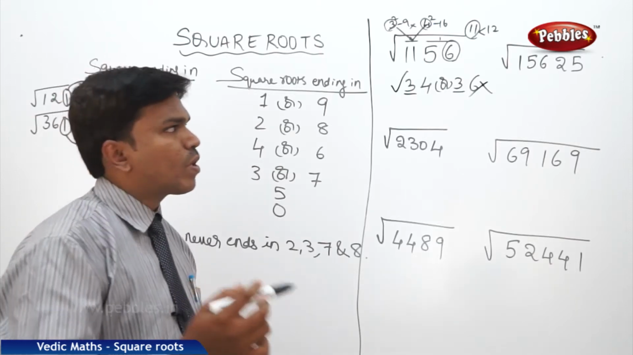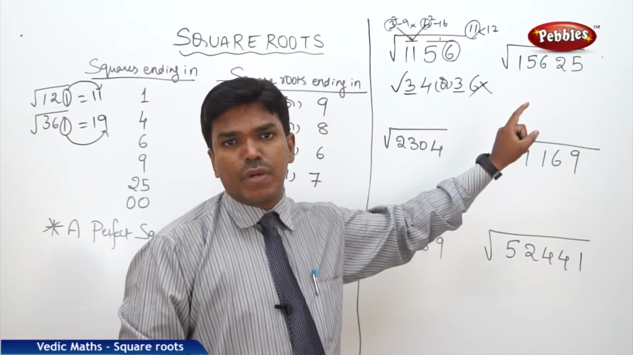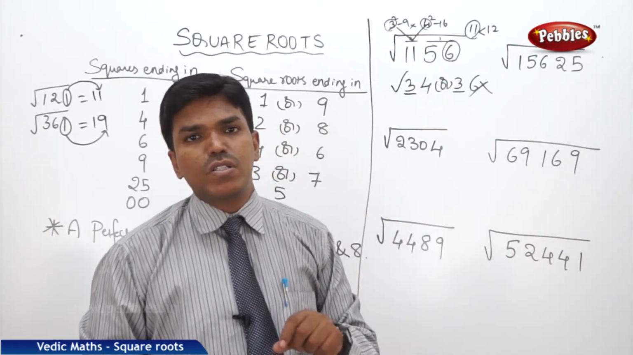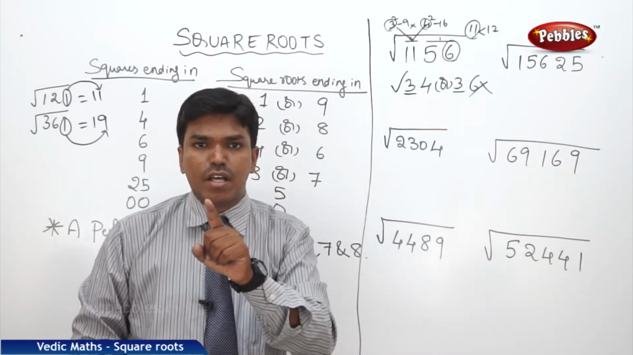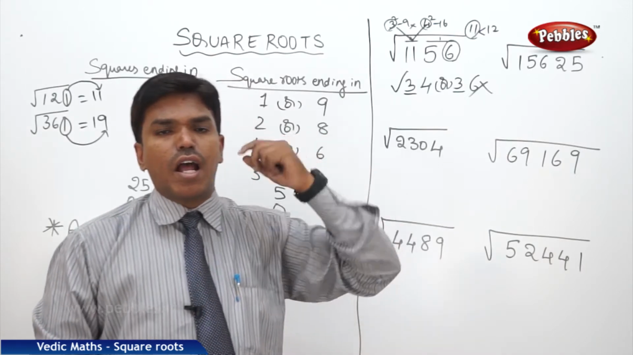Understand? One more time I am going to explain. First of all, what is the first step to find out the square root? Make the number into partitions of two digits from the right side. Why? Because square means to the power of 2. Yes or no? That's why we are making 2-digit partitions from the right side. That is the first step.